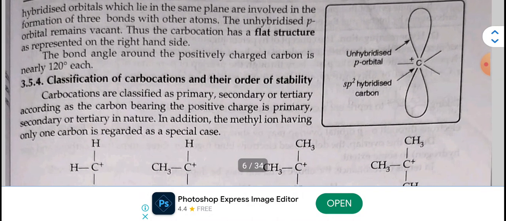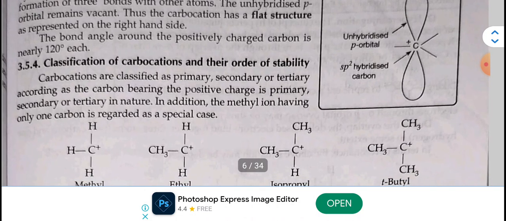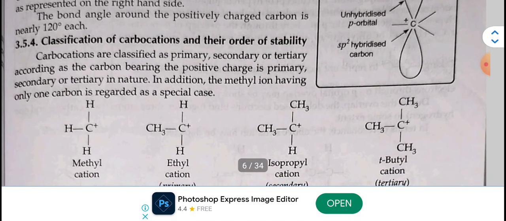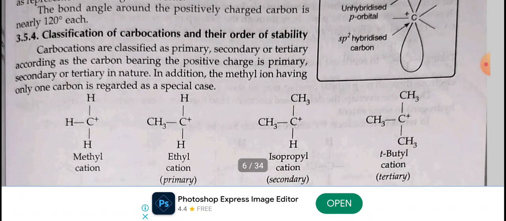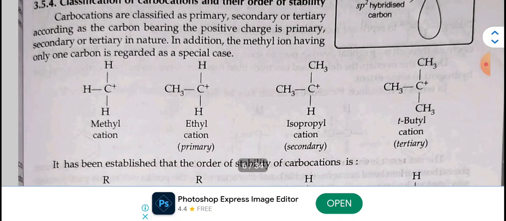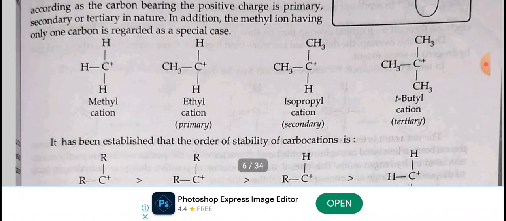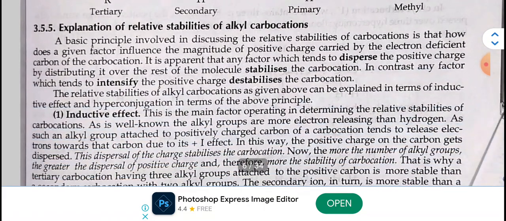Classification of carbocations and their order of stability. Carbocations are classified as primary, secondary or tertiary according to whether the carbon bearing the positive charge is primary, secondary or tertiary in nature. In addition, methyl ion having only one carbon is regarded as a special case. Methyl cation, ethyl cation, isopropyl cation, tert-butyl cation.